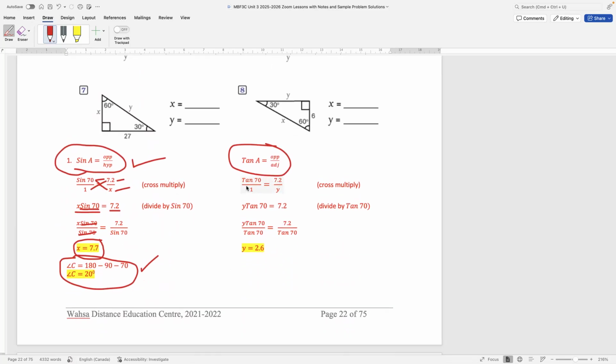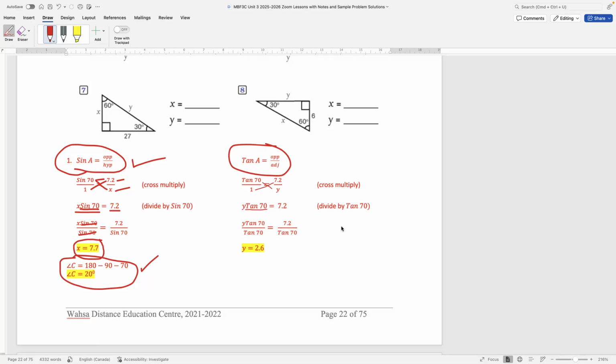And then we make this over 1, so tan of 70 over 1, and anything divided by 1 is itself. So we're not changing anything. We're just making a proportion so we can cross multiply. So the tan of 70 times y will be y times the tan of 70. And 1 times 7.2 is 7.2. And then we simply divide each side of the equation by what's in front of the y, which in this case is tan of 70. What you do on the left-hand side, you must do on the right-hand side too. So divide that by the tan of 70.